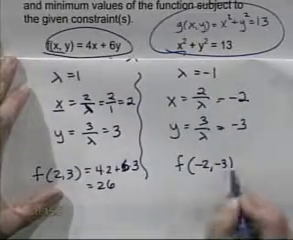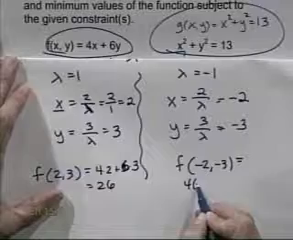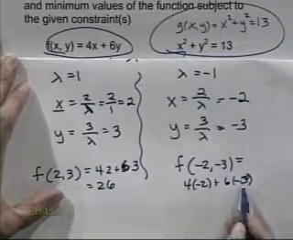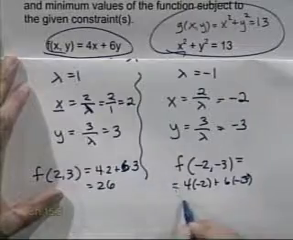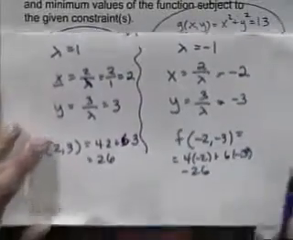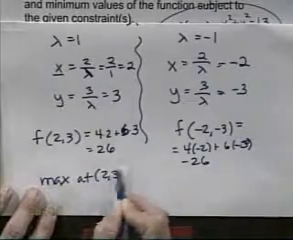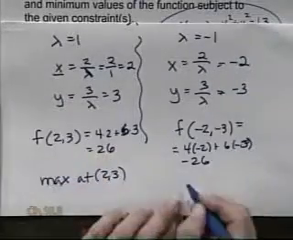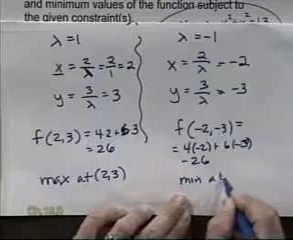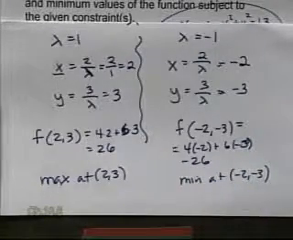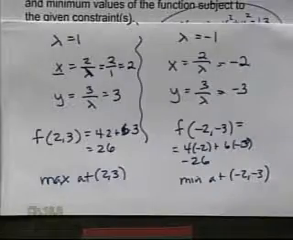And if I take f of (-2, -3), it's 4 times negative 2 plus 6 times negative 3. Negative 8 and negative 18 is negative 26. So therefore, I have a max at (2, 3). And in fact, I can tell you the maximum value. It's 26. And I have a min at (-2, -3). We doing okay?